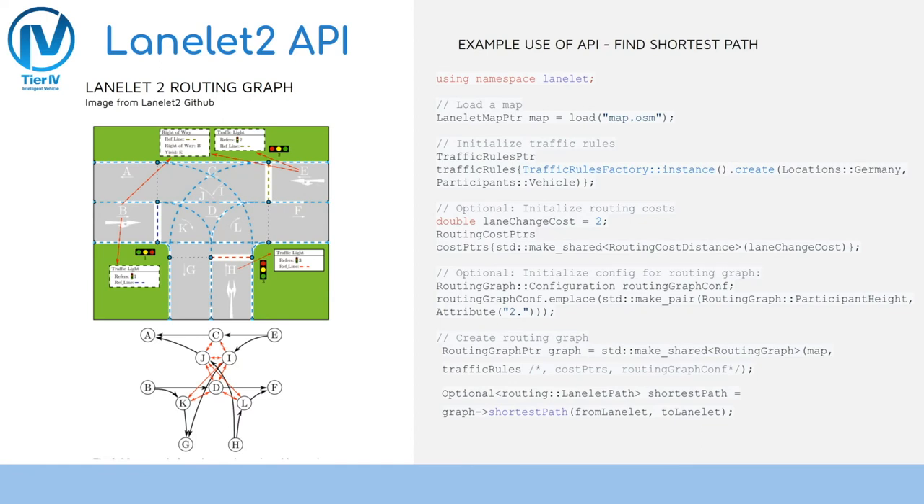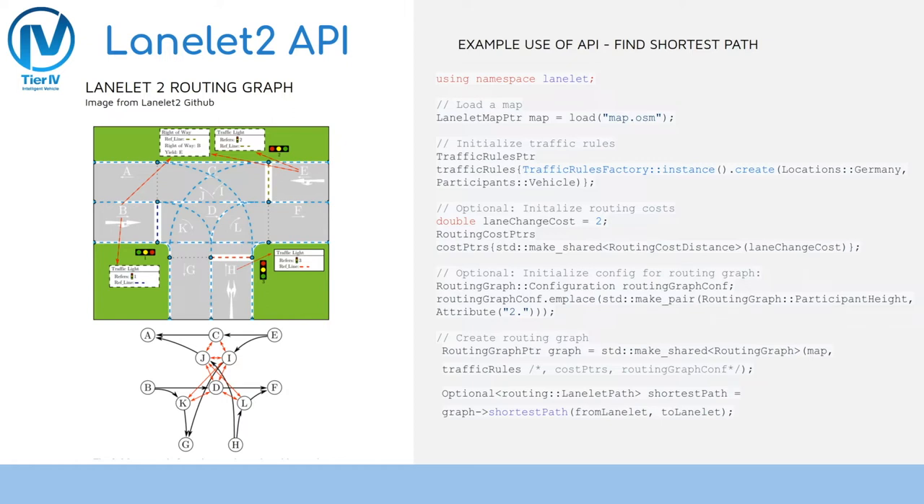Finally, for the Lanelet 2 format, I wanted to present an example of using the API to do a useful autonomous driving task, such as finding the shortest path. In the code on the right, we first load a Lanelet map and define a set of traffic rules specific to a particular road user in a particular location. Then, optionally, we can define some routing costs, in this case to penalize lane changing maneuvers, and also add some custom configuration to the routing graph, in this case, setting the height of the user to 2 meters. Then we simply create the routing graph using the defined traffic rules with the optional configurations from which we can request the shortest path from one lanelet to another.